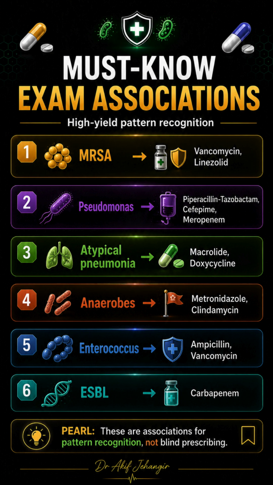Now let us look at the high-yield exam associations. For MRSA, think vancomycin and linezolid. For Pseudomonas, remember piperacillin tazobactam, cefepime, and meropenem. For atypical pneumonia, think macrolide or doxycycline. For anaerobes, think metronidazole or clindamycin. For enterococcus, remember ampicillin and vancomycin. And for ESBL organisms, the high-yield association is carbapenem. But be careful. These are pattern recognition associations, not permission for blind prescribing.